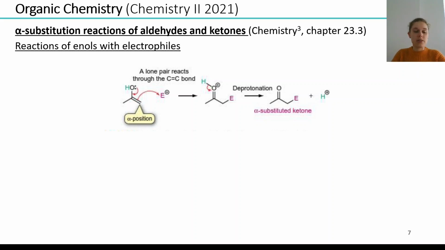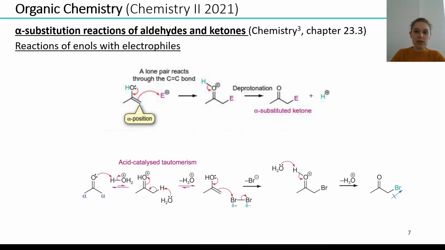And as this reaction is quite important in organic chemistry, we will now have a closer look at the reaction mechanism. And we will have a look at the bromination of propanone. And propanone is also called acetone. And this reaction is conducted with one equivalent of bromine and an acid catalyst in a solvent such as water. At the beginning, the keto form of acetone is in equilibrium with the enol form according to the acid-catalyzed tautomerism.